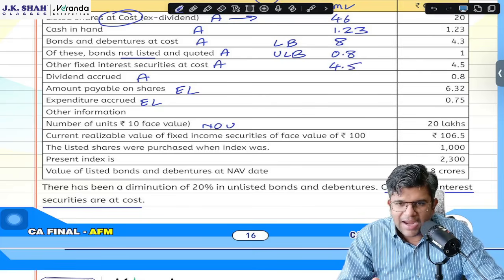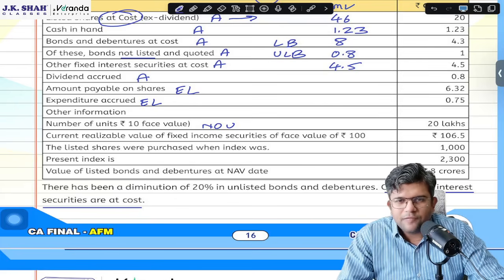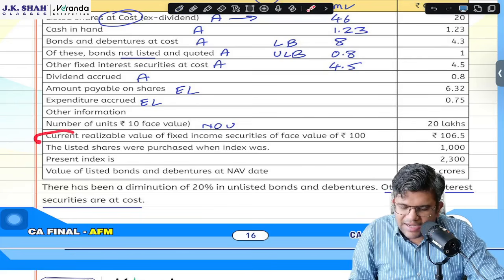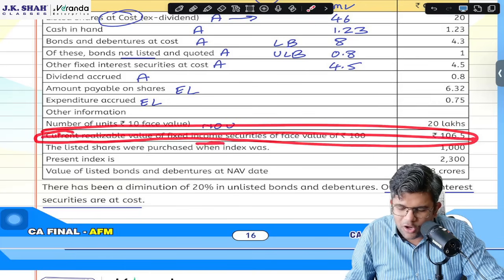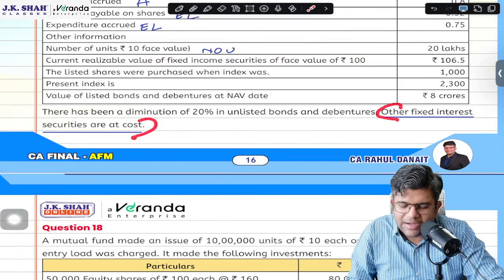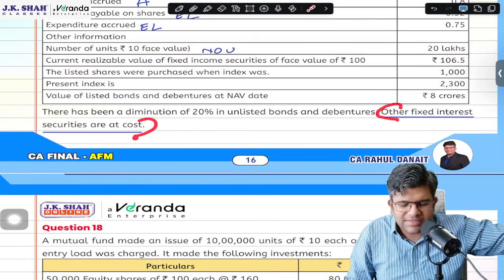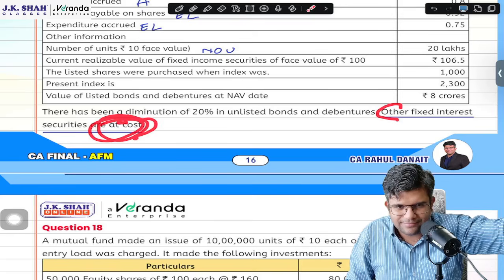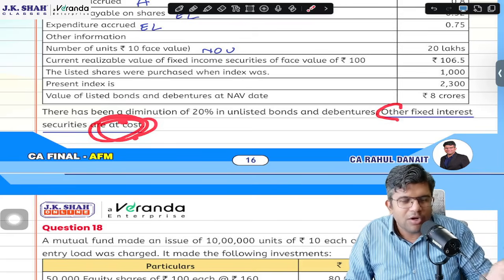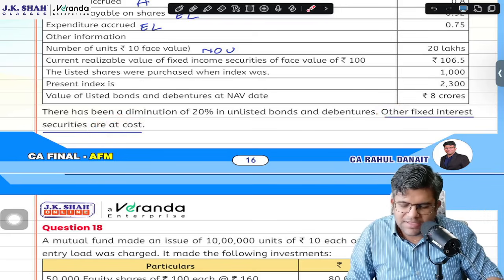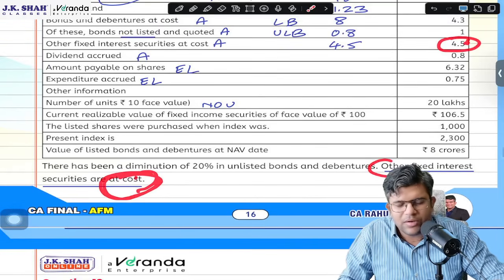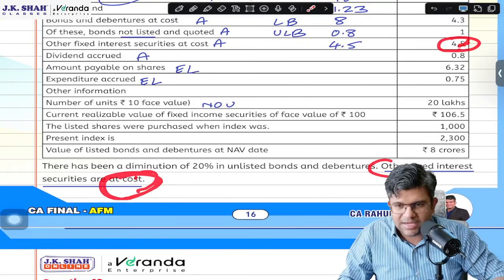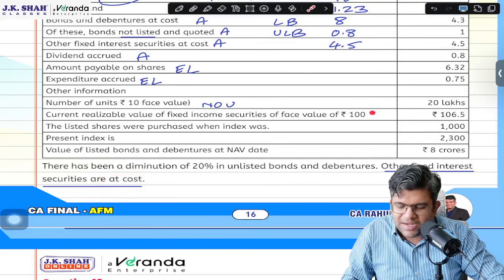According to me, I'll tell you what has happened. These people, while making the question, forgot that there is data given for the realizable value of the fixed income securities. They forgot and they gave contradicting data. They said that other fixed interest securities, you take at cost. Now, students, how can there be two market values of the same asset? See, here when they say take it at cost, they are saying that the market value continues to remain at 4.5, nothing changes. That is what they are saying here. But here, can I say they meant something else?